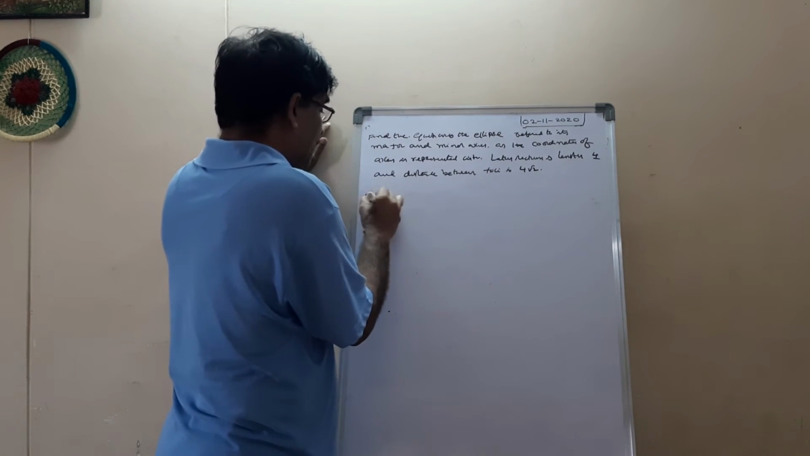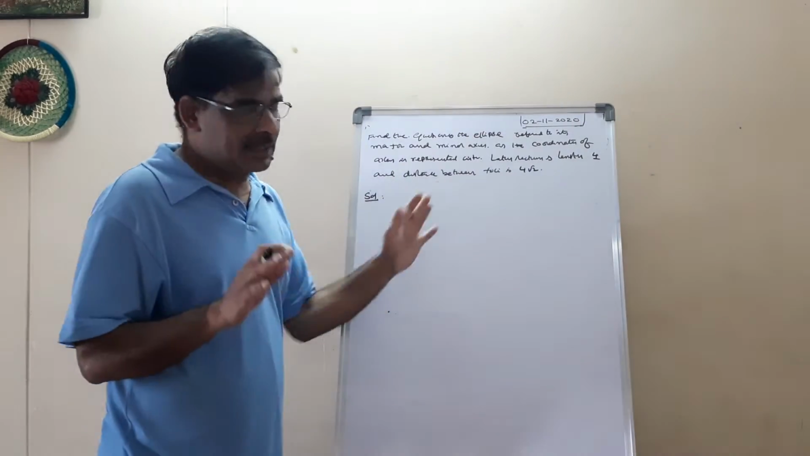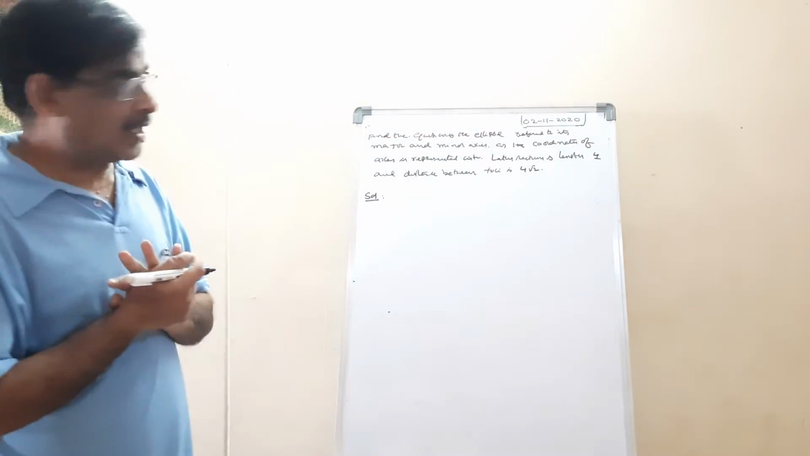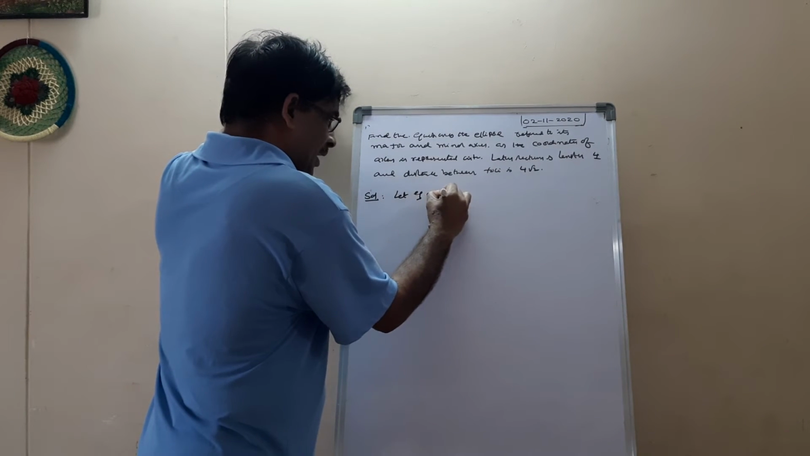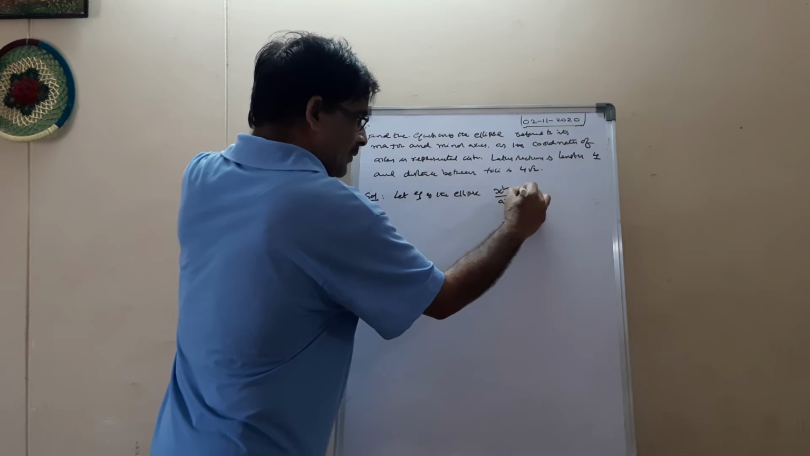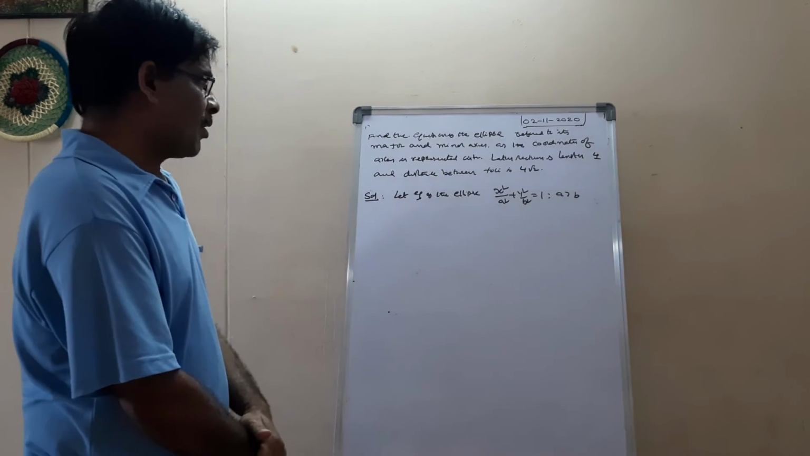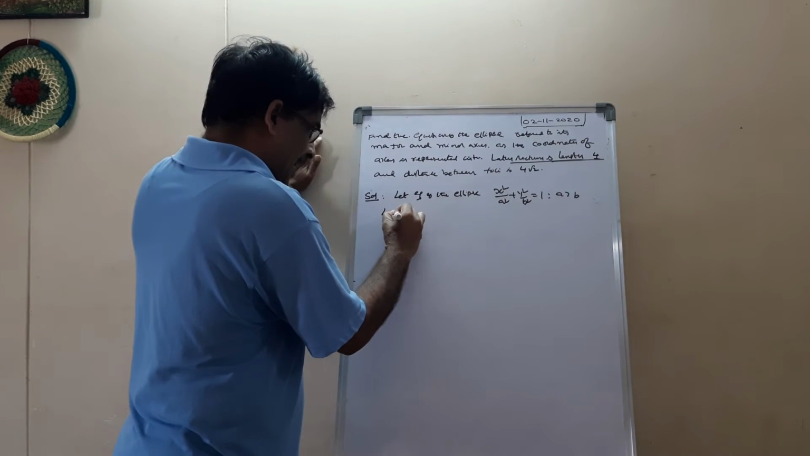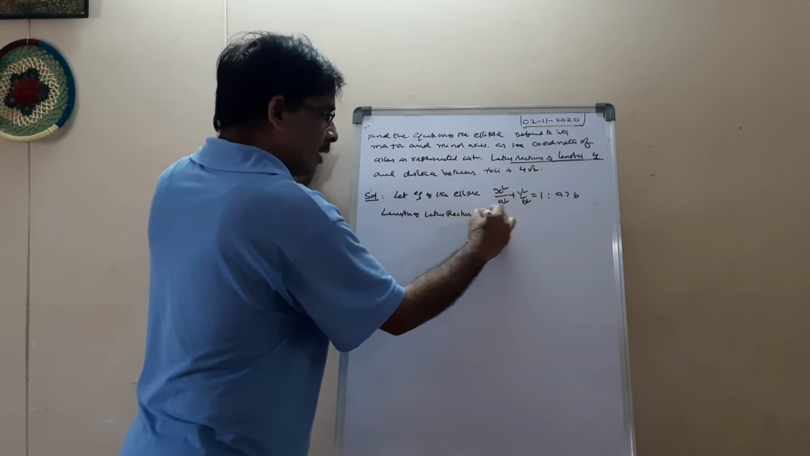This one is also a very important problem. See, what is given? Once you go to read the problem, the length of the latus rectum is given. Let the equation of the ellipse be x square by a square plus y square by b square equal to 1, where a is greater than b. What is given? Length of latus rectum equal to 4.